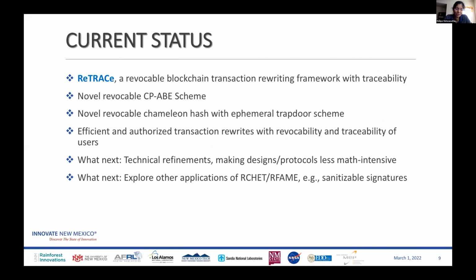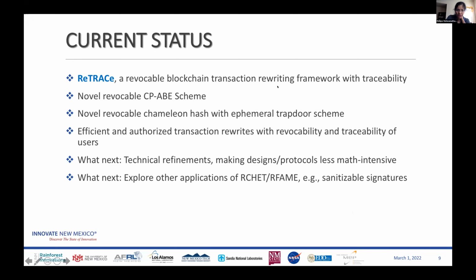So what's the current status of ReTRACe? First off, we have proposed a framework called ReTRACe, which can help us rewrite blockchain transactions at a very fine-grained level. And it also provides the property of revocability. That is, people should have rewrite privileges only as long as they're authorized to, like we just said, as long as they remain the employee of a bank or whoever is running a permissioned blockchain, or a company or university or whatever. And once they leave, their rewrite privileges should get revoked.